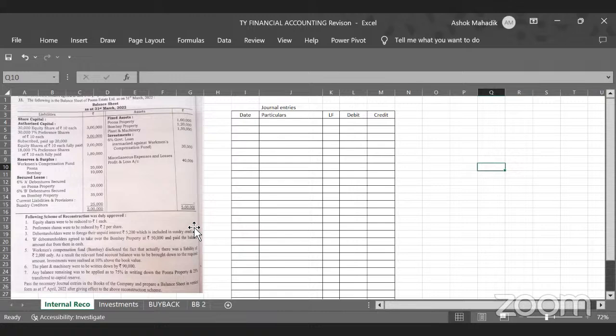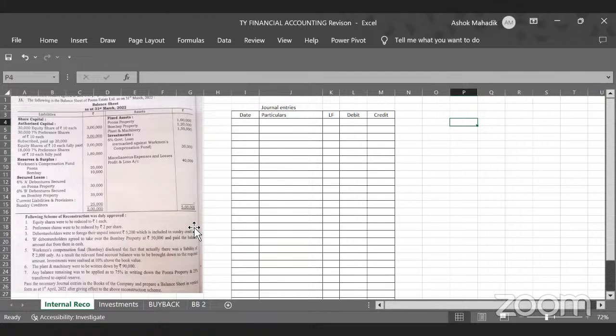Today I'll be taking revision of internal reconstruction, investments, and buyback. Okay, so we'll start with internal reconstruction first. So those students who want complete revision, I'll just give a brief about this chapter.